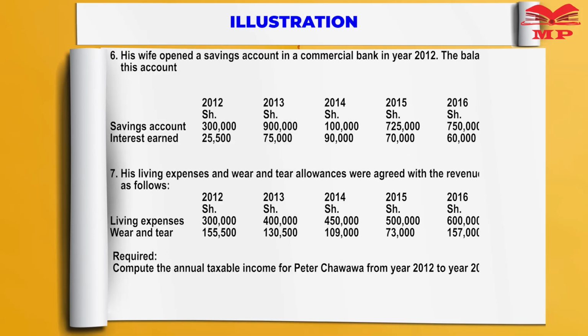His wife opened a savings account in a commercial bank in the year 2012. The balance in the account after crediting the interest earned were as follows. 2013 all the way to 2017, we have the savings account interest earned. Then his living expenses and wear and tear allowance were agreed with the Revenue Authority as follows. So we have the living expense, the wear and tear. So we are required to compute annual income of Peter Chawawa from 2013 to 2017.